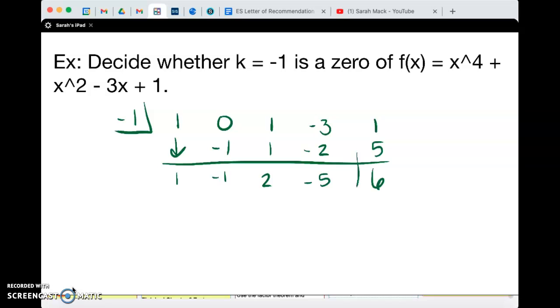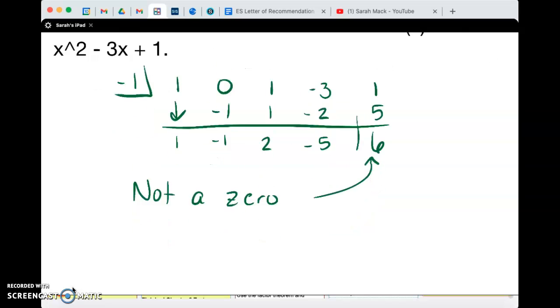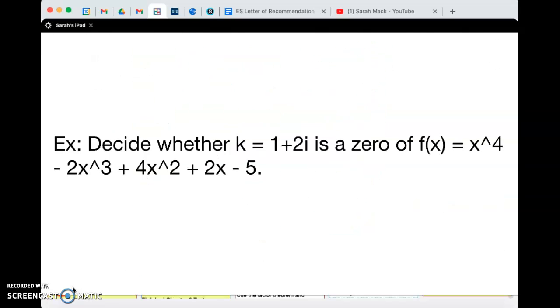Nope. Not a 0 because of that 6 right there. So remainder of 6 makes it not a 0. If it was 0, it is a 0. So basically, it's working out, and then you can say it is. Yep. We'll work with these later.